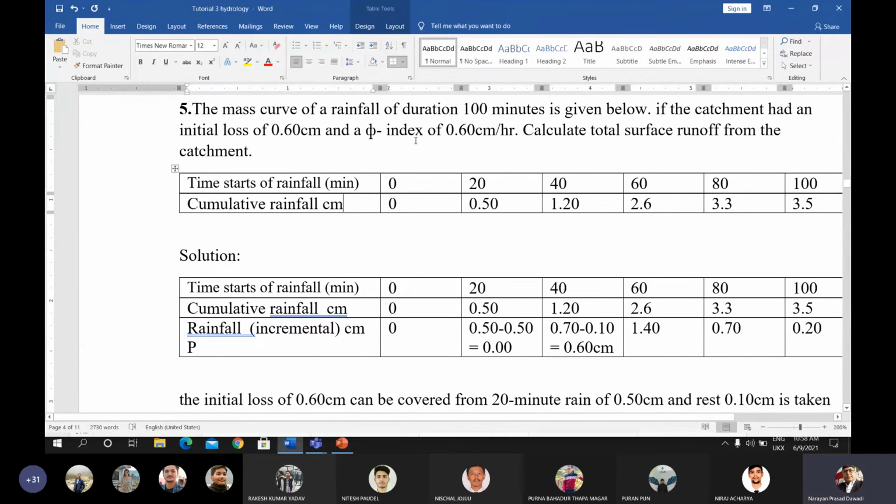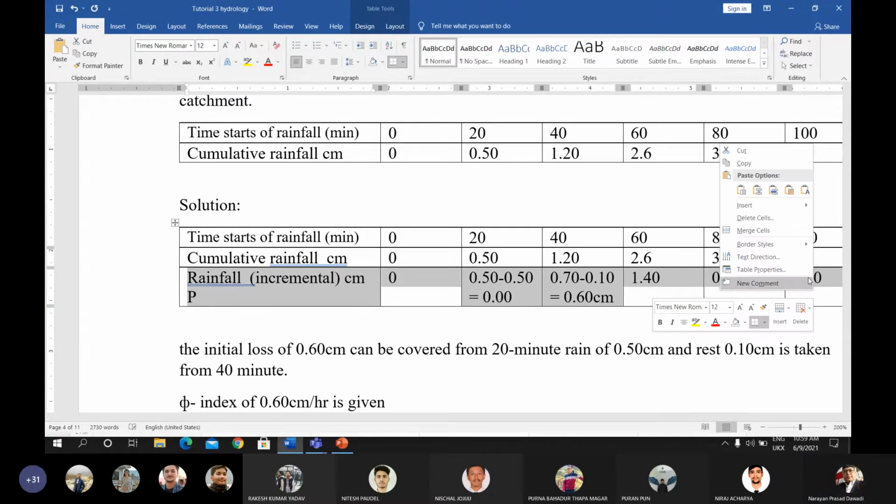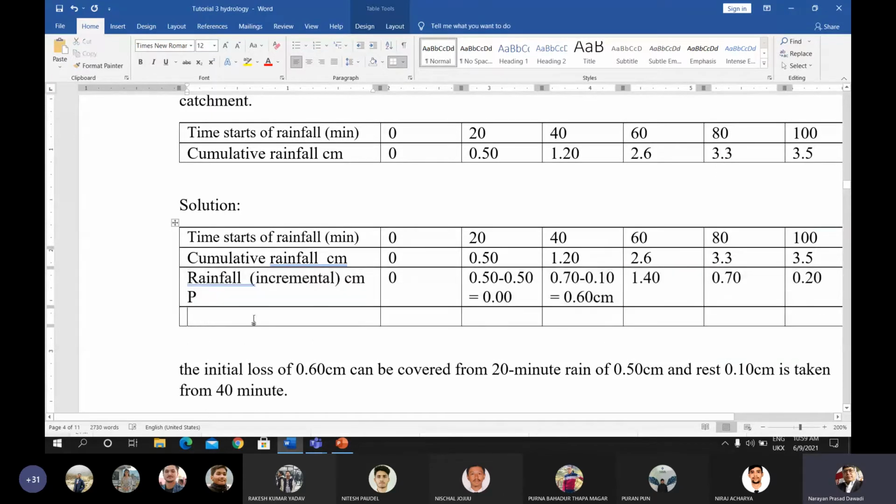Now make this data. This is the time of start. Cumulative rainfall is given in the question. Now the incremental rainfall for 20 minutes is this. Now you can provide another row also: intensity of rainfall.